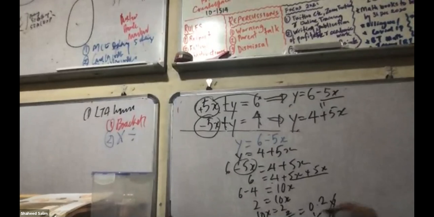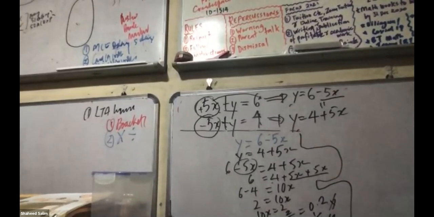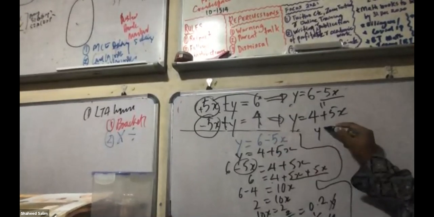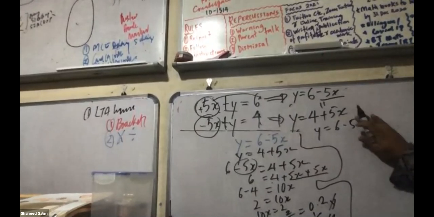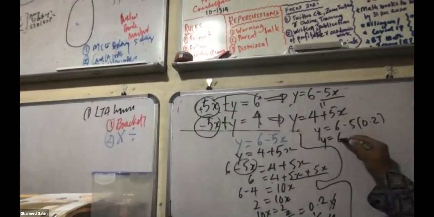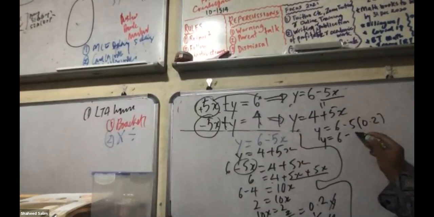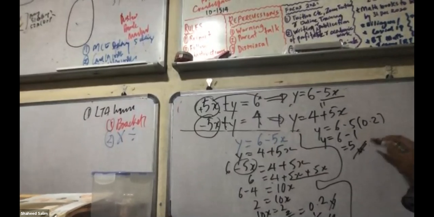Both are acceptable. For the next one down here, I substitute this value into this one. Down here, y equals 6 minus 5x. X is 0.2, so I put 0.2 down here. So y equals 6 minus 5 times 0.2, which is 1. So y equals 5. Shafi is correct, right?